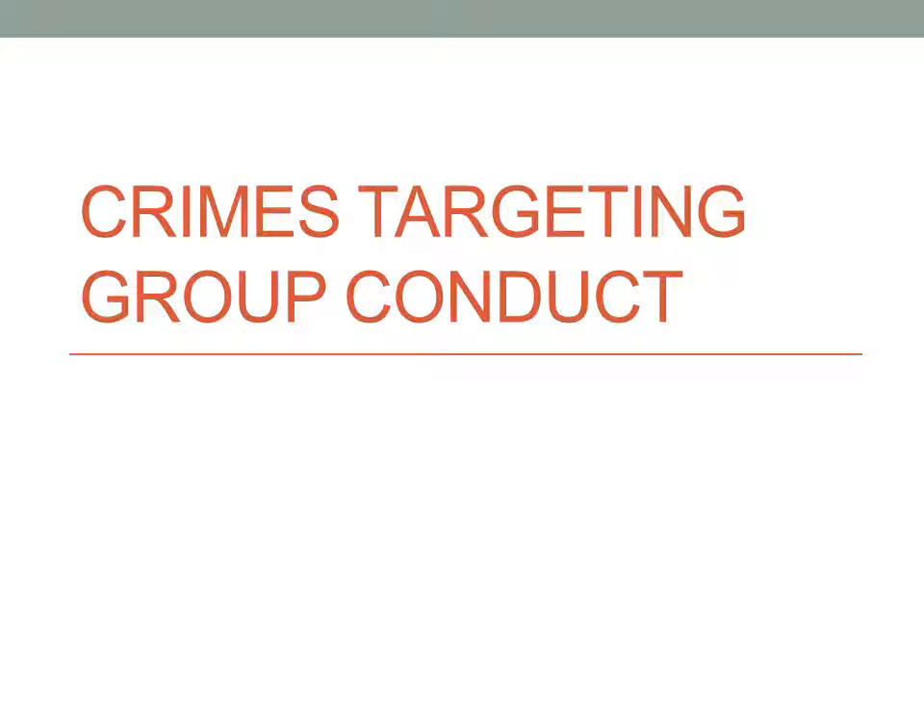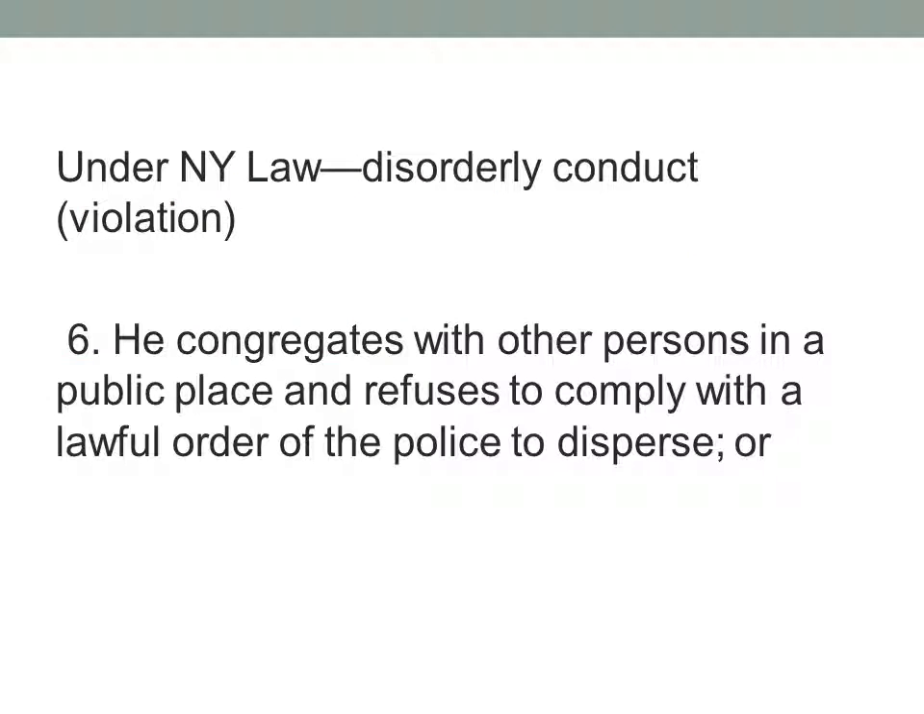We turn now to crimes targeting group conduct. Under New York law, we said disorderly conduct was a violation. And I'm just going to point out number 6. There were several different versions of disorderly conduct, or ways that somebody can commit disorderly conduct. And the 6th one is he congregates with other persons in a public place and refuses to comply with a lawful order of the police to disperse.